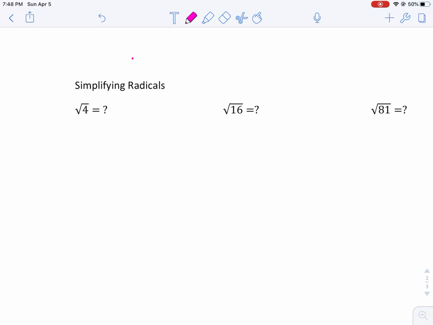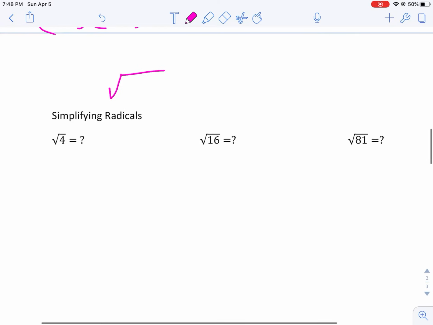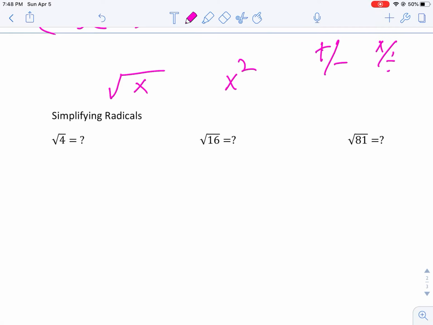Now we're going to simplify radicals, okay? So this is the radical sign. If we look at the radical sign and we look at, let's say, x squared and the square root of x, these are opposites of each other. Just like adding and subtraction undo each other, multiplying and division undo each other, squaring something or taking the square root of something undoes it. These two undo each other.